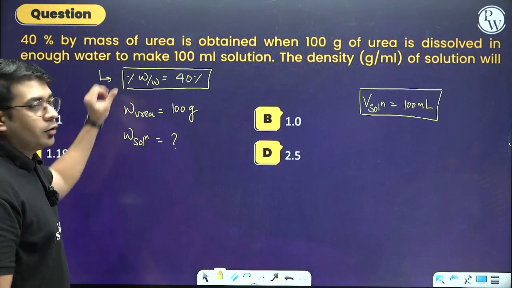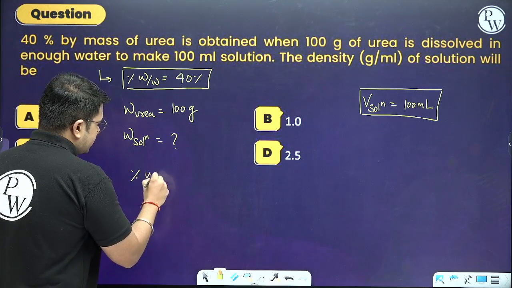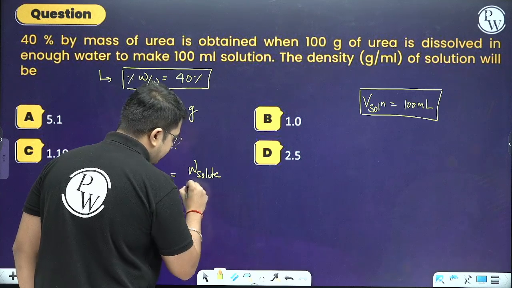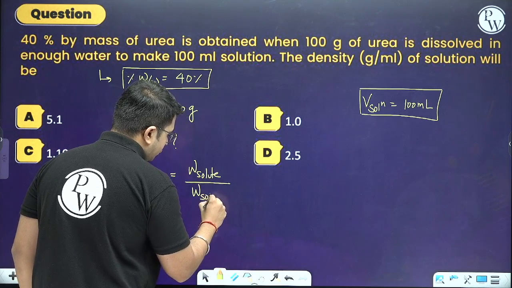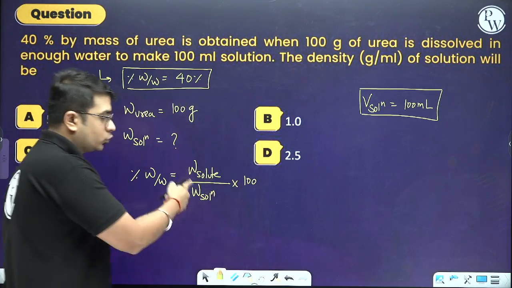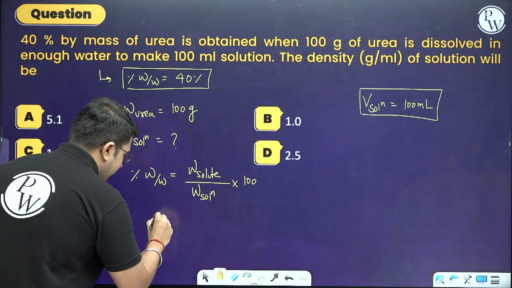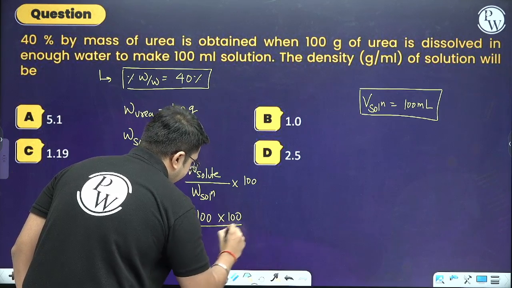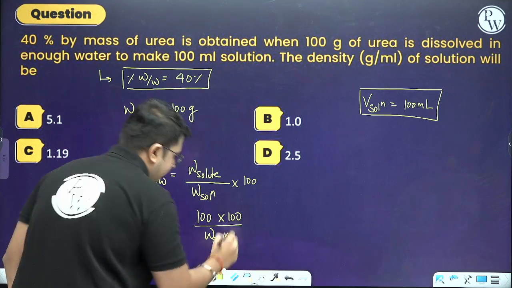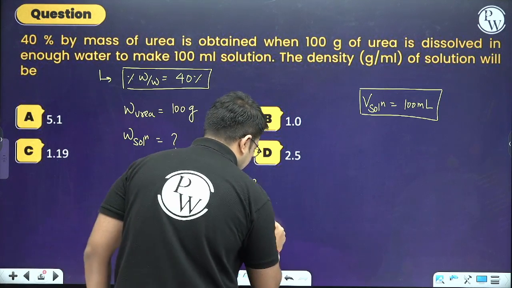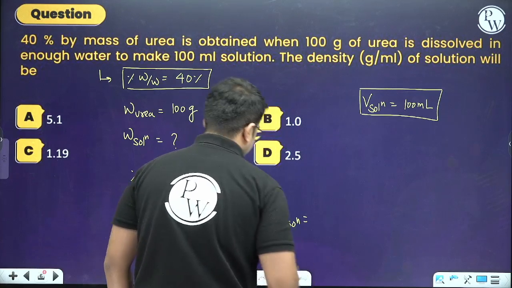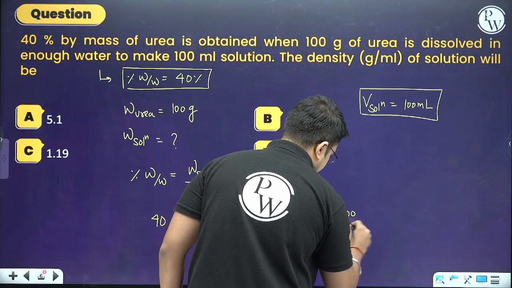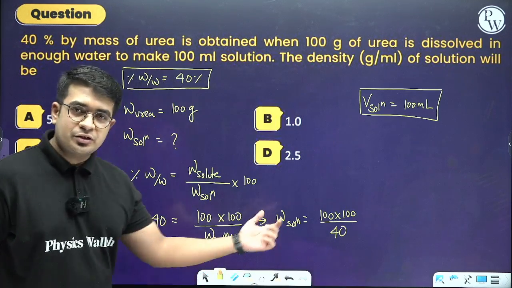So I can put the formula for this particular part. I can say that percentage W by W is equal to W of solute, which is urea in this case, divided by W of solution multiplied by 100, and both are in grams. So I can simply say this value is given, which is 40, will be equal to 100 multiplied by 100 divided by W of solution. This part is unknown to us. So from that we can say that the W of solution will be equal to 100 multiplied by 100 divided by 40.